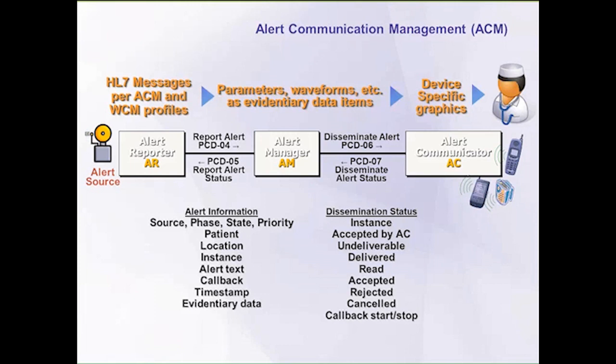One thing unique about ACM is that it tracks the progress of the message from the reporter through the manager to the communicator out to the recipient and then back again. So we can track, assuming the underlying notification systems, mobile devices, etc., support it, when things are delivered or not, when they're read or not, and whether or not the person on the other end accepted them, rejected them, or canceled them. And if it's a PBX phone, if they do a call back to a pillow speaker or to lab results notification.